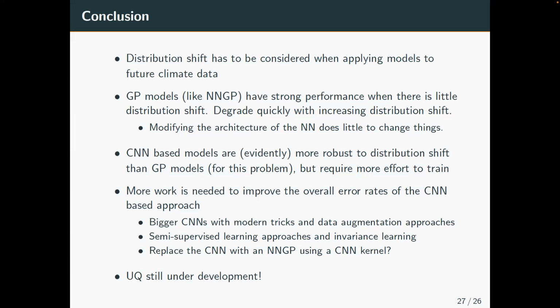Any questions? Have you looked at all at transformer architecture networks for this problem? Something with spatial tokens. I have not actually. I'm not opposed to them, I just haven't looked. Is there a reason to believe they would be more robust?